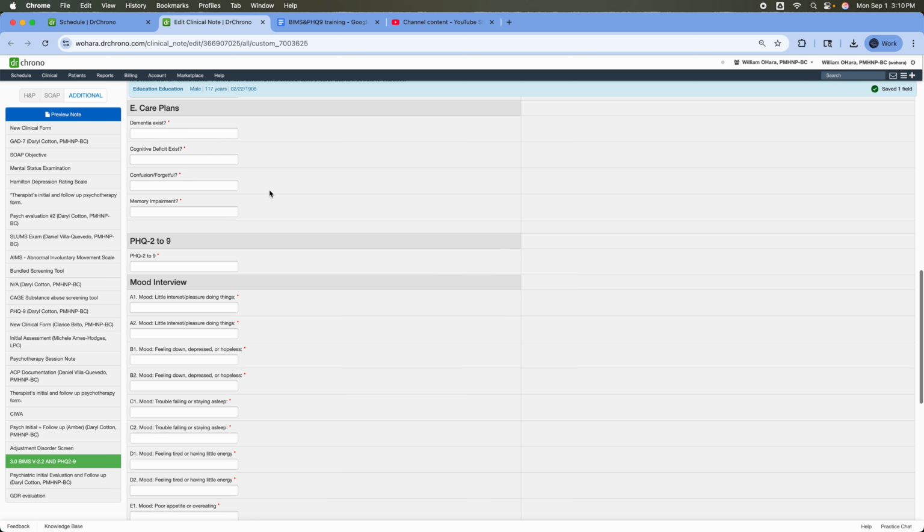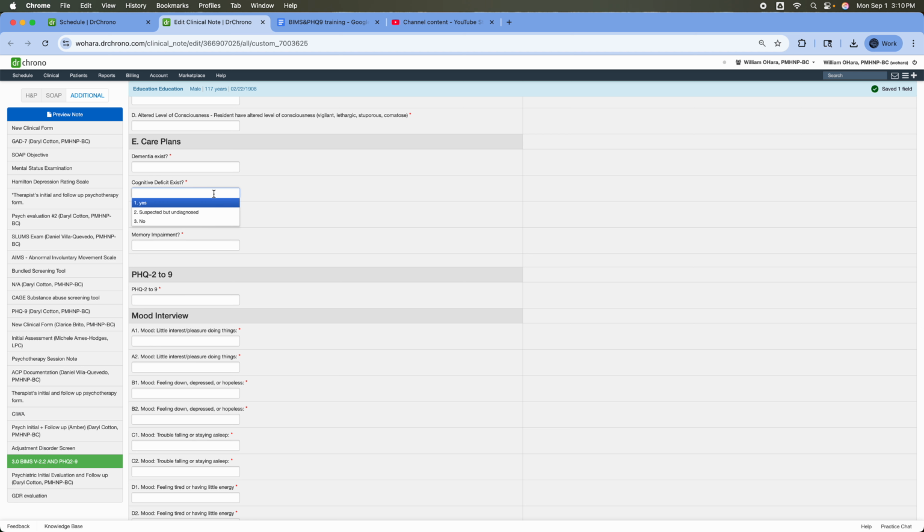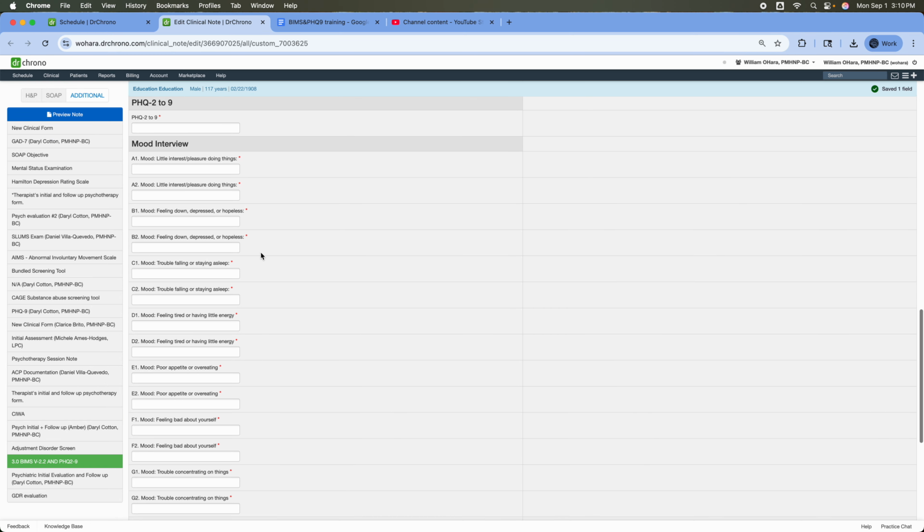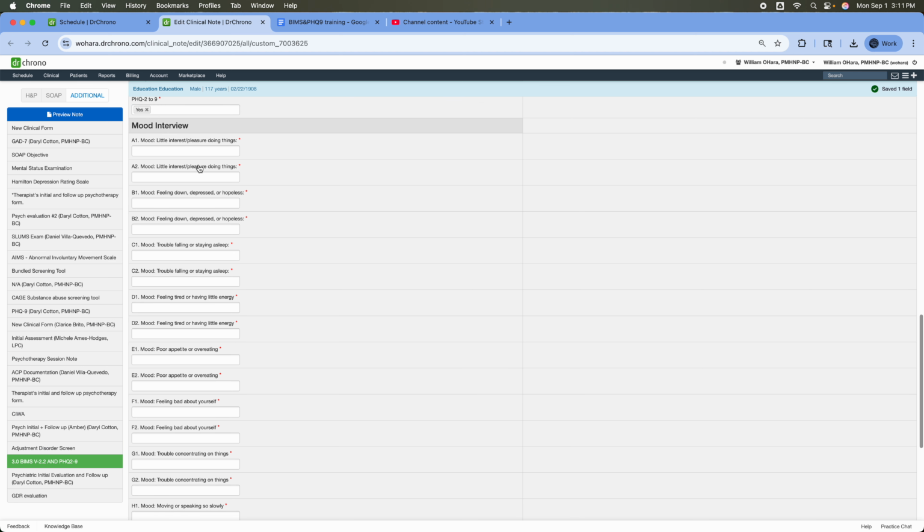Same with the rest of these. They aren't nearly as important. If you feel like there's a cognitive deficit, you can put yes or no. Dementia is really the one that you have to be careful with. And when we get to the PHQ 2 to 9, this one actually should always be yes. And then as you notice, the A1 and A2 are the same.